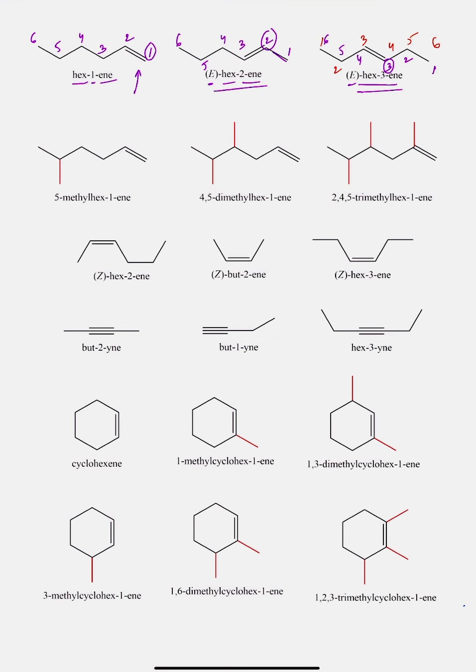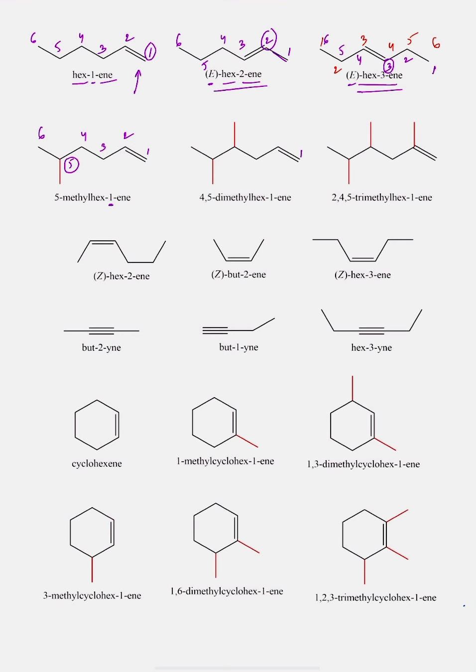Anyway, what about this? Again, I number from here. So we have a 6 carbon chain, which is the longest chain, with a methyl group attached at carbon 5. So the double bond lies between carbon 1 and carbon 2. That's why it's 1-ene. And because the methyl group is attached to carbon 5, it's 5-methylhex-1-ene. That's the name of this compound. What about this next compound?